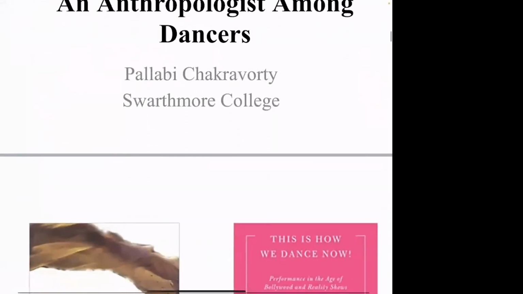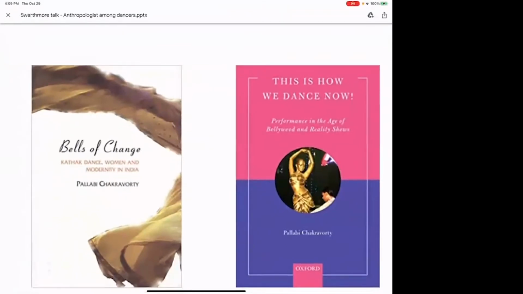The first subject that I took up to do this kind of study was Kathak dance, the dance that I practice. My first book is titled The Bells of Change: Kathak Dance, Women and Modernity in India. One of the things I've always been interested in as a researcher is to look at dance from the broadest context of its representation. That means not just studying it in terms of famous artists, like a hagiography, asking what is the life of Martha Graham, but as practice, something that is lived and is part of the everyday aspect of our lives.